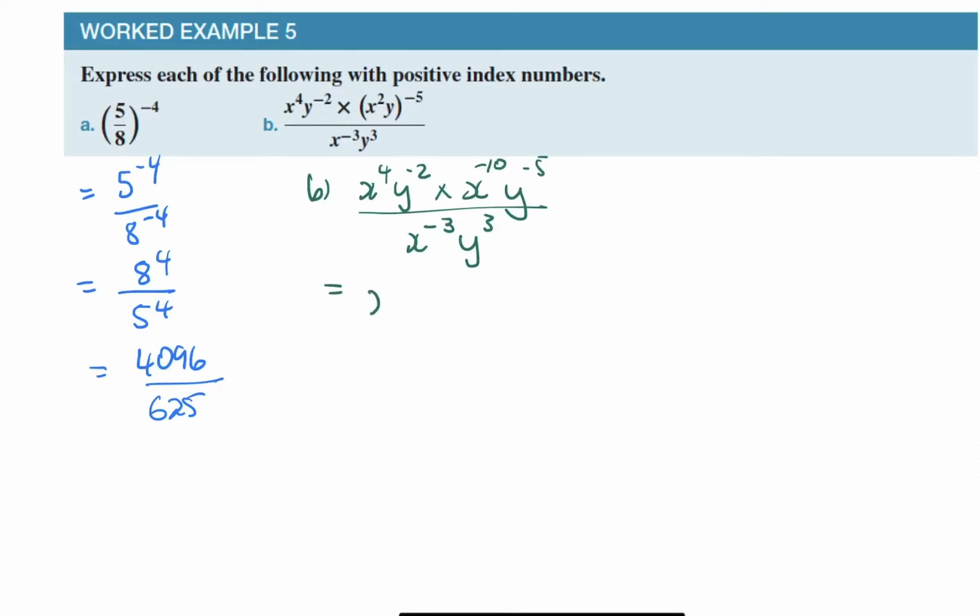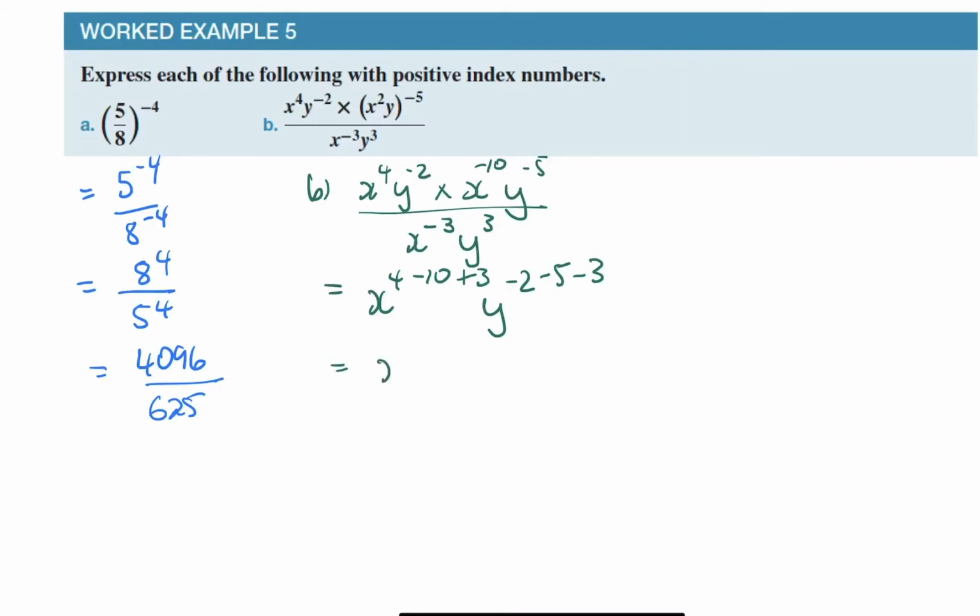So I'm going to start with x to the power 4. The next one is going to be negative 10 because it's already above the line, so this negative 10 stays negative 10. And now I'm going to take this negative 3 above the line and it becomes positive 3, so it becomes plus 3. I then have y to the power negative 2, which is already above the line. Y to the power negative 5 is above the line, so it stays negative 5. But then this one underneath the line, this positive 3 goes above and becomes negative 3.